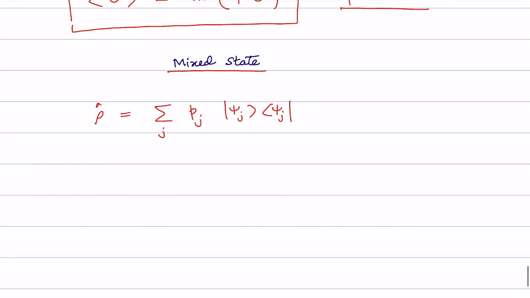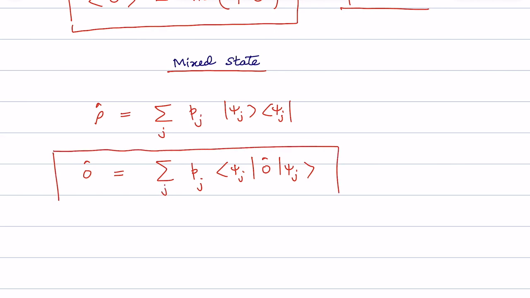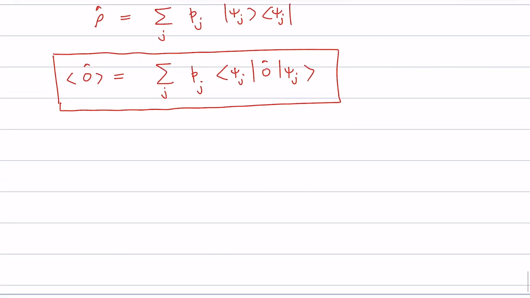Now let us calculate the expectation value of an observable O. For a pure state, if psi j is a pure state, you know the expectation value of that operator would be simply this one. But if it is a mixed state, then every state psi j appears with some probability pj, so you just have to take the sum over all of them. And this is how you calculate the expectation value of an operator for a mixed state, right?